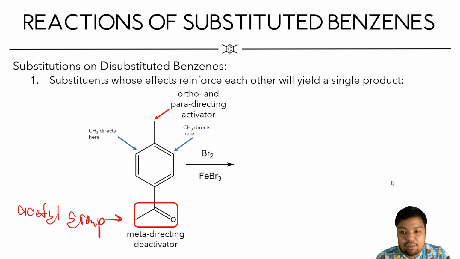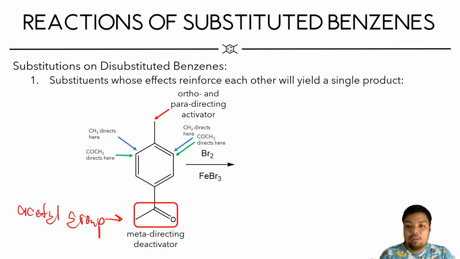Since it is a meta-directing deactivator, the position of the next substitution will be directed to the meta position with respect to the acetyl group. And coincidentally, the meta position with respect to the acetyl group is also the same position which is ortho with respect to the methyl group, which is indicated by the green arrows here and this one here. So obviously, it's pretty straightforward as to where the bromo group will attach in this substitution reaction.